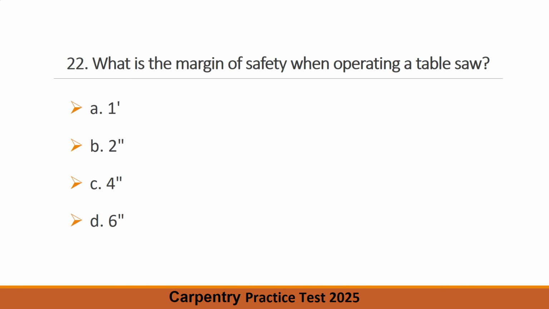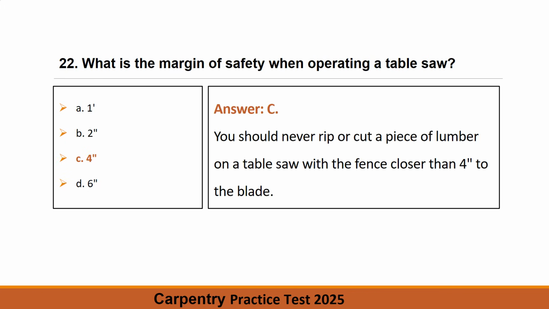22. What is the margin of safety when operating a table saw? A. 1 foot. B. 2 inch. C. 4 inch. D. 6 inch. Answer: C. You should never rip or cut a piece of lumber on a table saw with the fence closer than 4 inch to the blade.